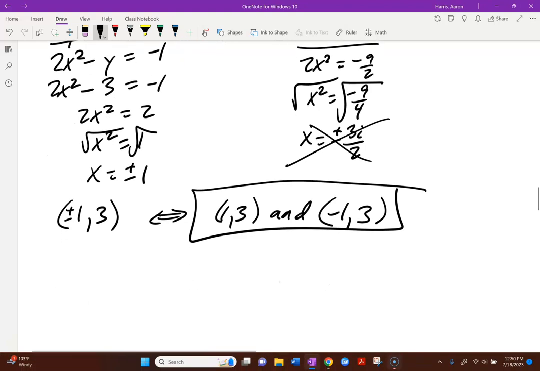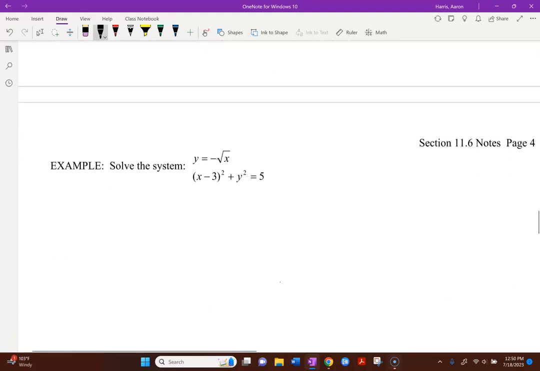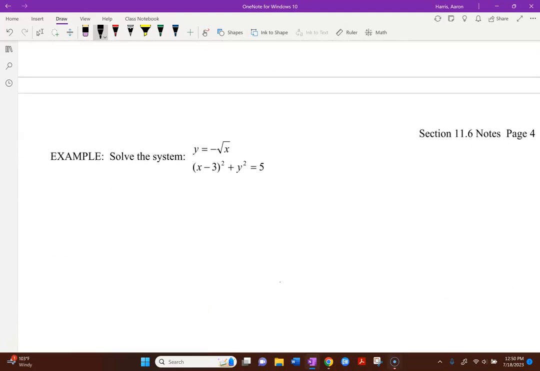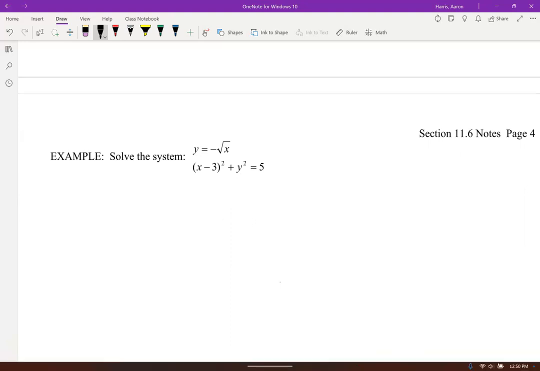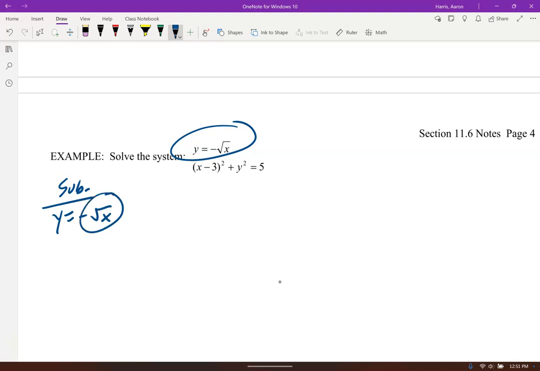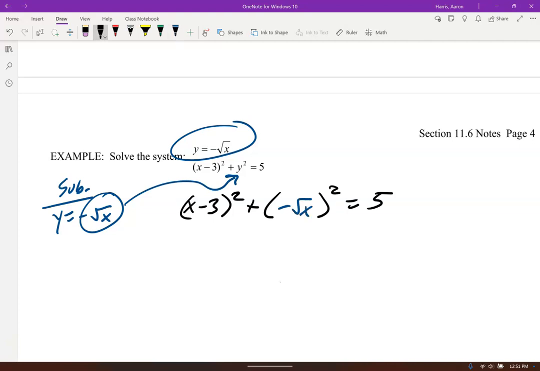Let's move on here to our next one. We'll go ahead and do this one. We got y equals -√x, and x minus 3 squared plus y squared equals 5. I'm looking at that and I'm going to use substitution because I already know y is equal to -√x. It's already solved for. So I'm just going to throw that in right there for y. So I'll have x minus 3 squared plus y squared equals 5, and our y is -√x.